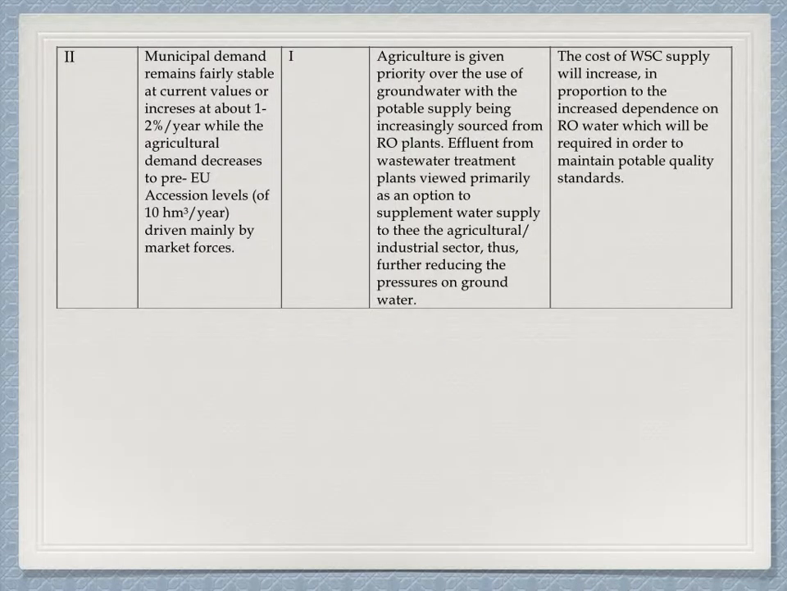The second scenario is that municipal demand remains fairly constant, at about 1 or 2% a year, while agricultural demand actually decreases, in part due to poor water quality. In this case, agriculture could be given priority of groundwater use, with the public supply remaining largely dependent on desalination. The implication of this is that we'd have increasing costs associated with reverse osmosis and potentially reduced agricultural production and increased food prices.